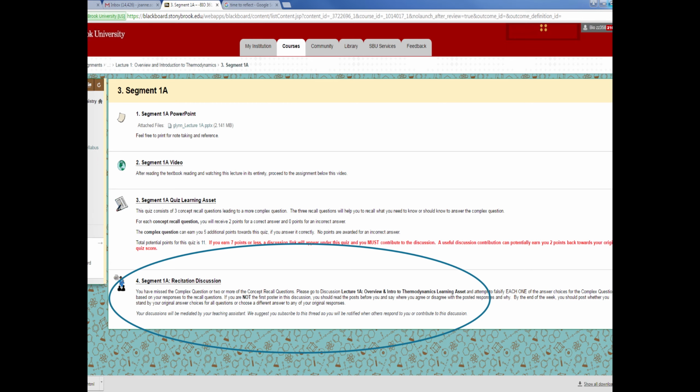At this point now, if you fell below the threshold, you will see the recitation discussion show up. If you did not fall below the threshold, then you will not see this show up and you can just move on to the next segment. If you did, however, it is to your benefit to go into the recitation discussion and find out where your thinking went wrong so that you can clarify any confusion before you get to exams.